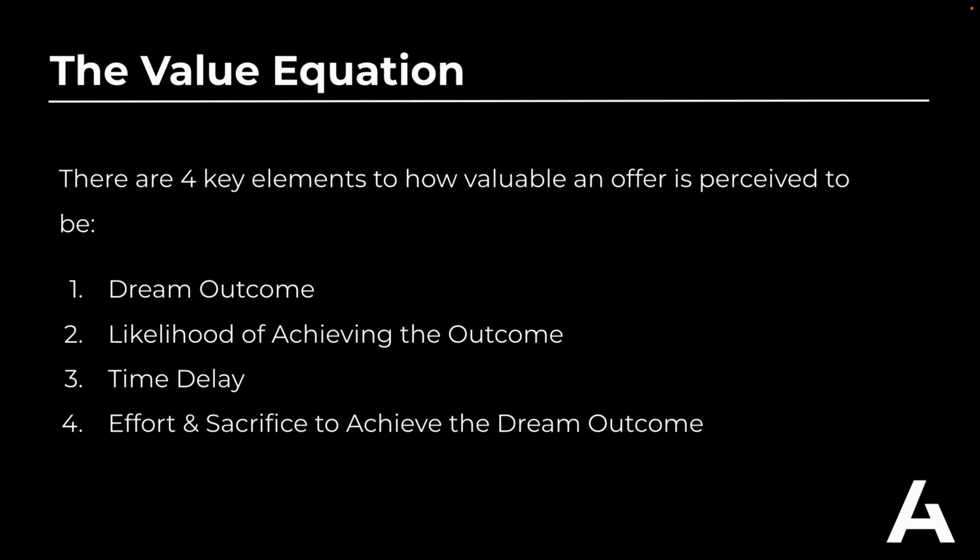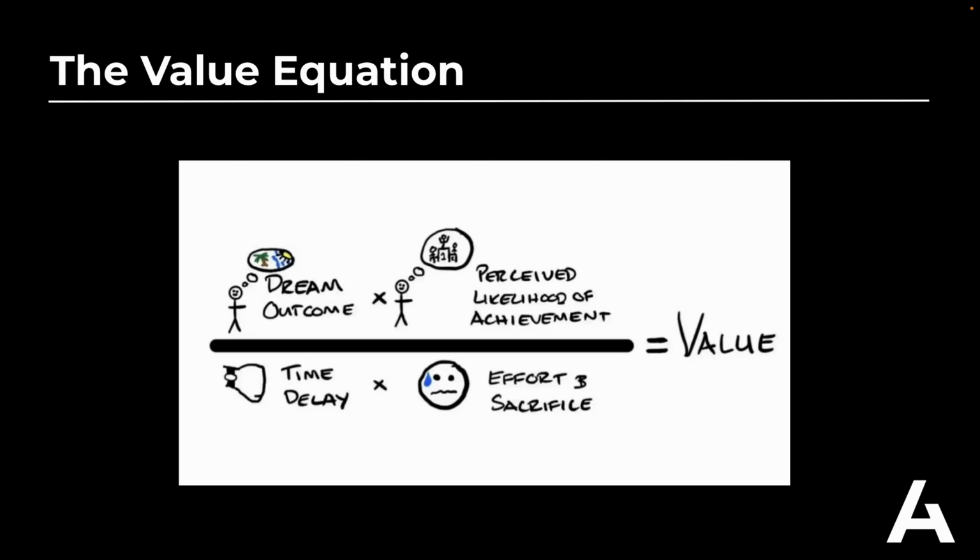The value equation. There are 4 key elements to how valuable an offer is perceived to be. 1, dream outcome. 2, likelihood of achieving the outcome. 3, time delay. And 4, effort and sacrifice to achieve the dream outcome. This is a little picture of the value equation, and you can see there on the top the dream outcome multiplied by the perceived likelihood of that achievement divided by time delay multiplied by effort and sacrifice equals value.